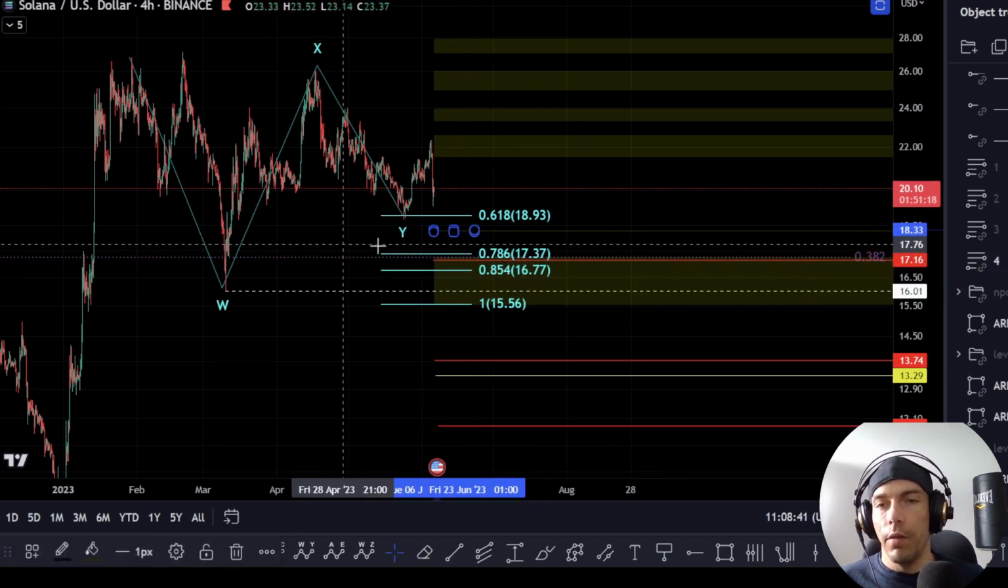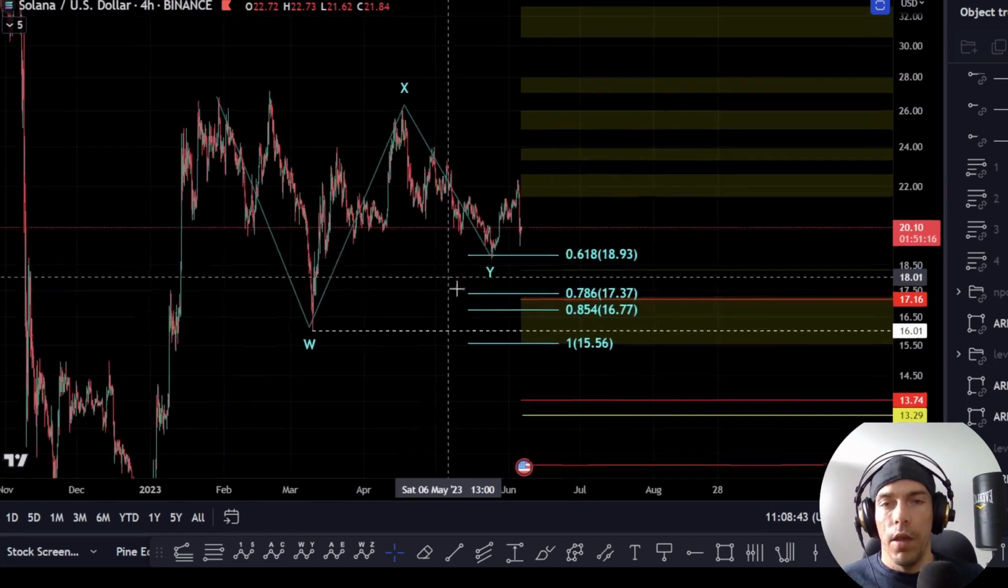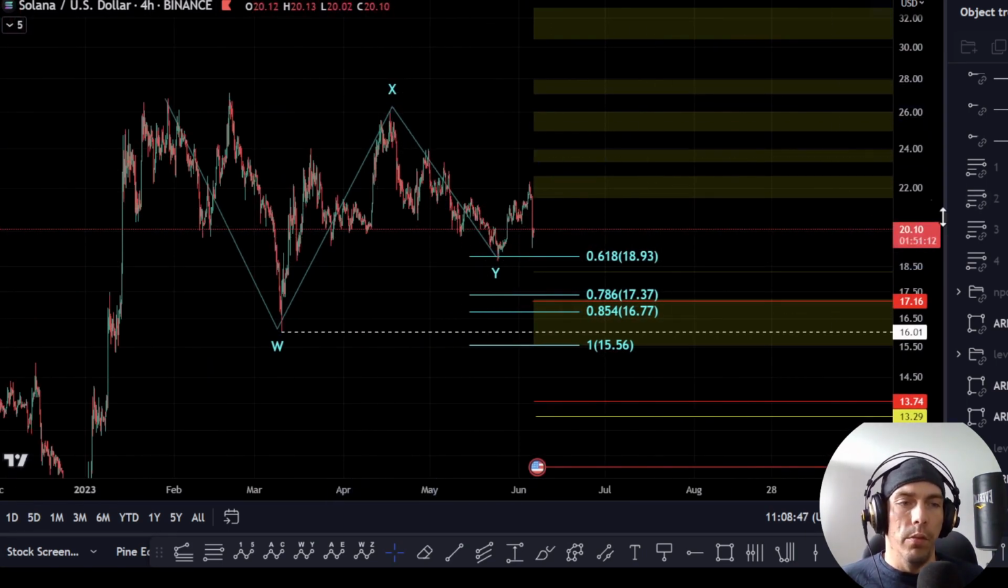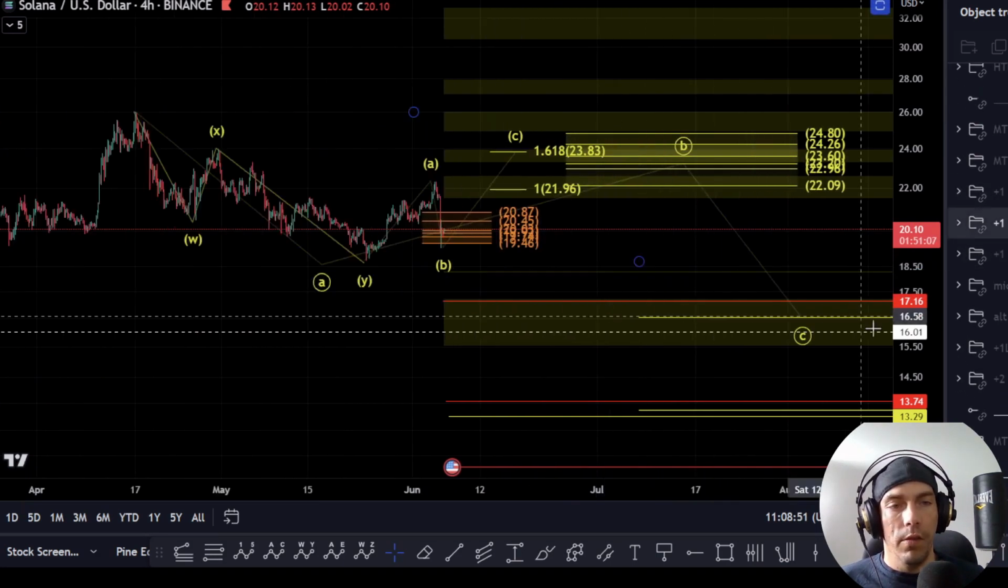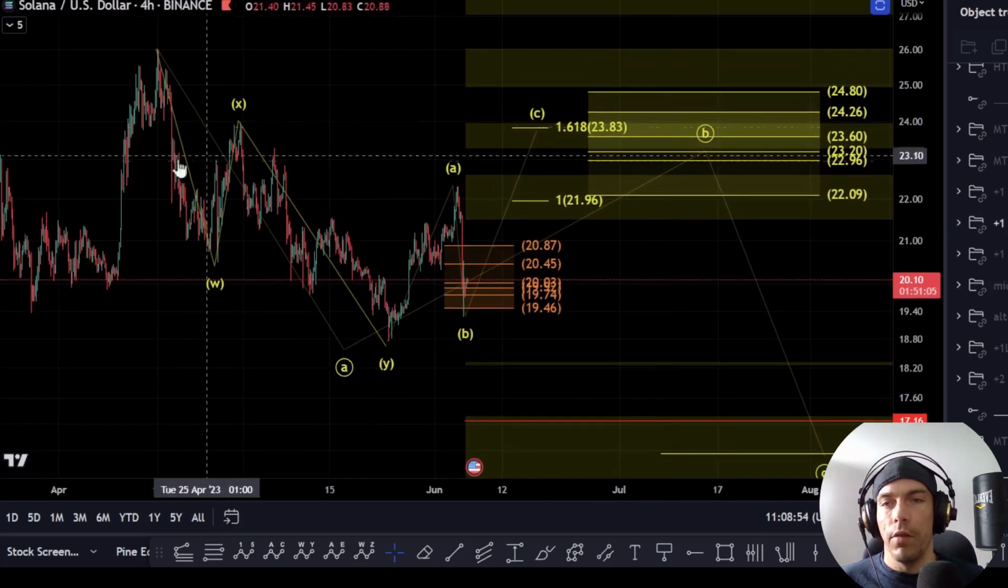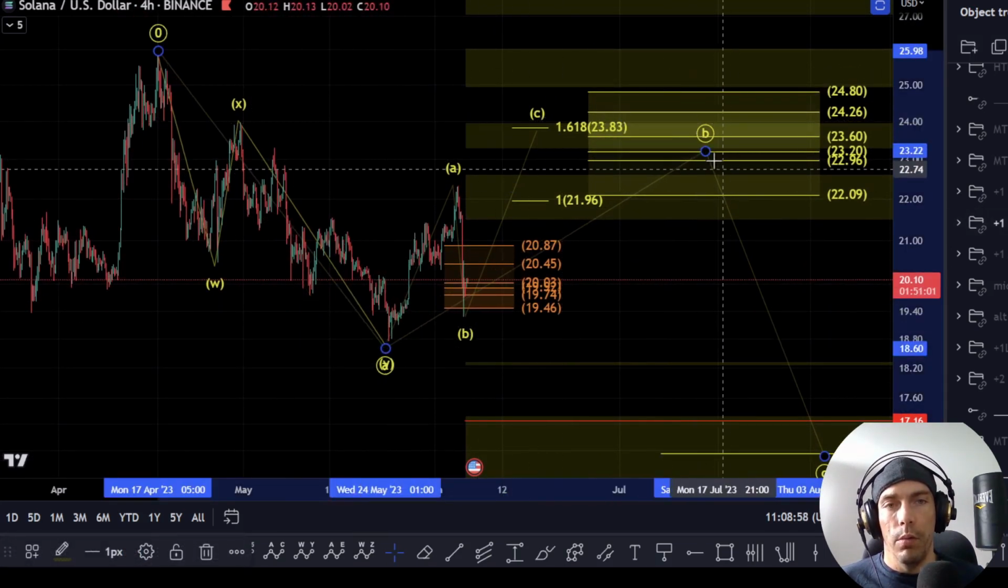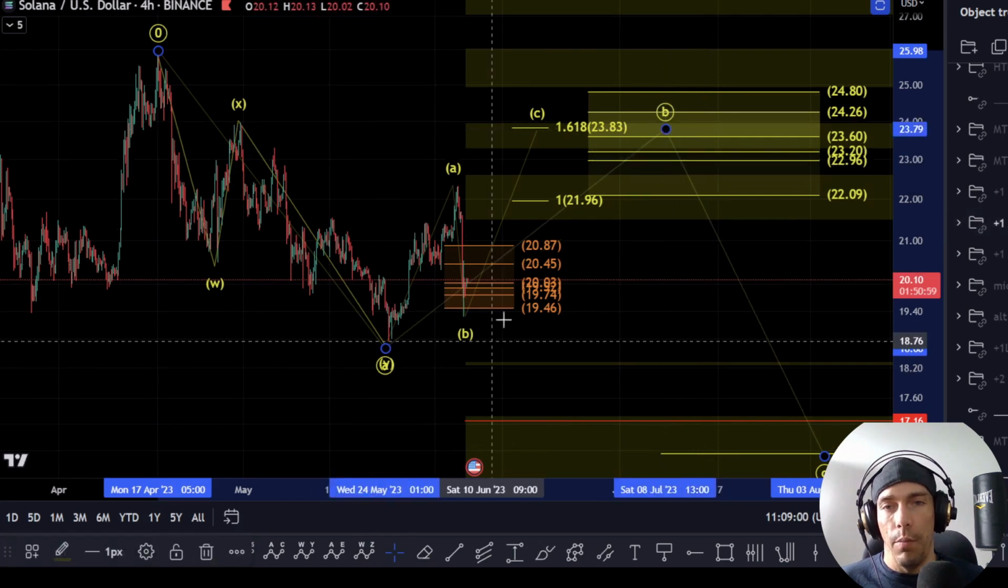Now, if we're looking at this possibility, what we could see is price come back into these levels here. Now, if we are looking at this Y wave as incomplete, what we could see is something along these lines, where we could see this move play out in this way, where we're treating this as a W, X, and a Y for an A wave here. We actually look for a 3-wave move to the upside in the A, B, and a C.